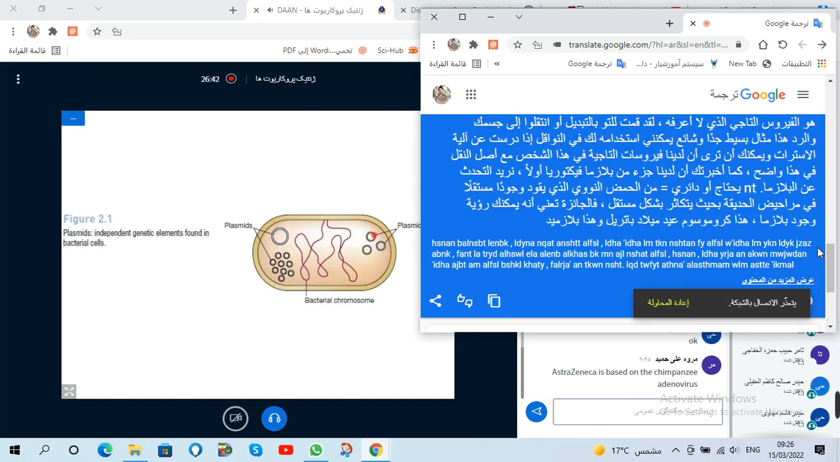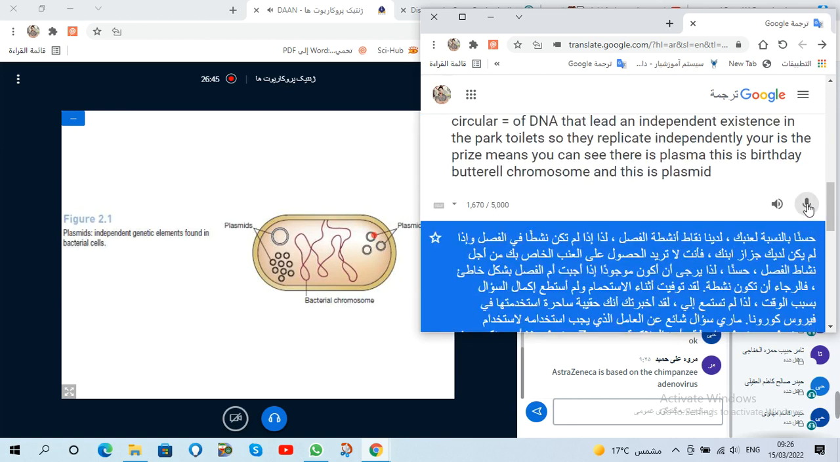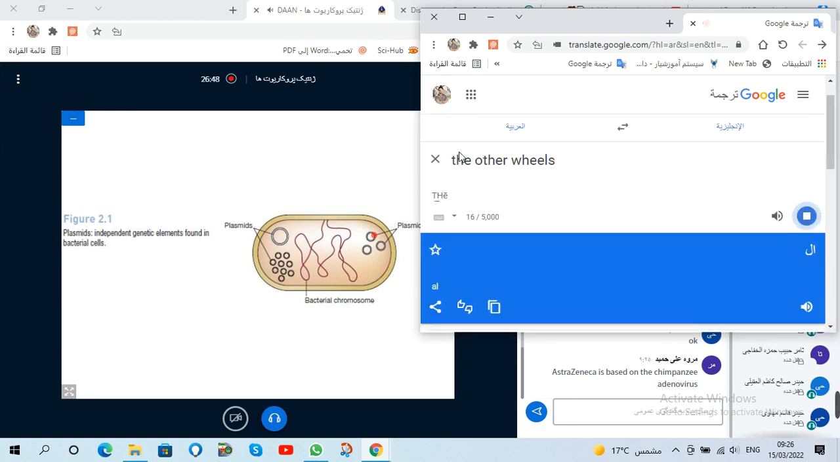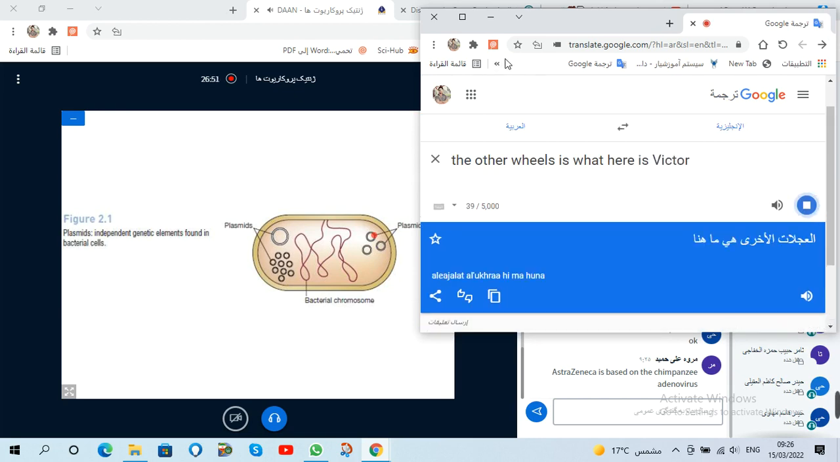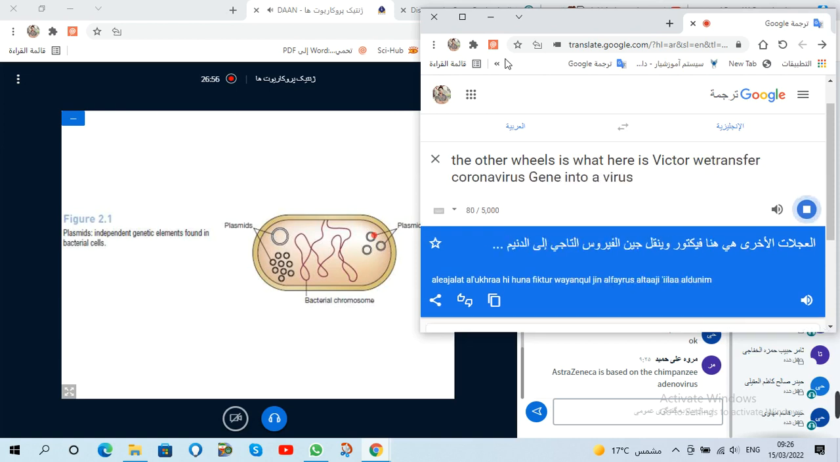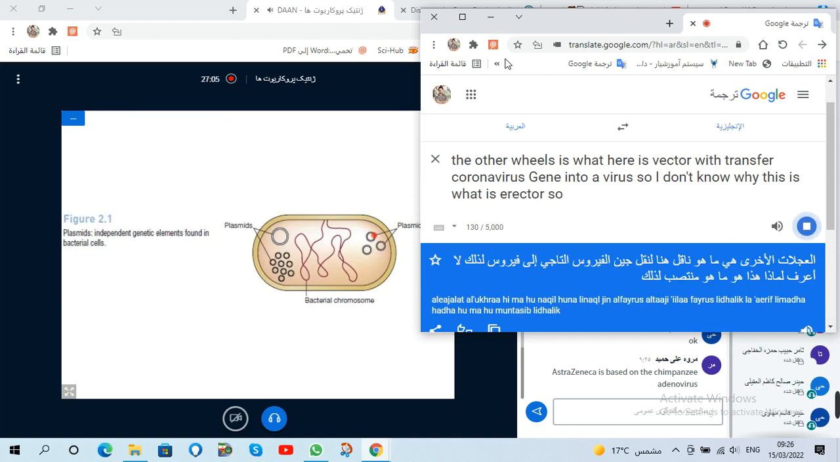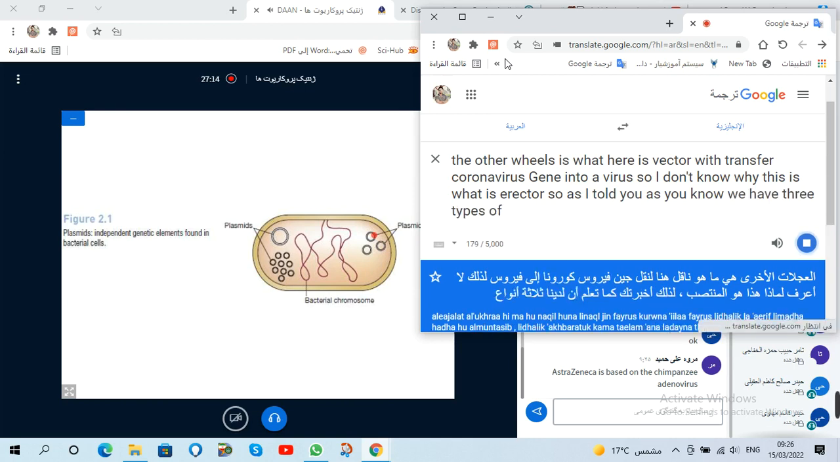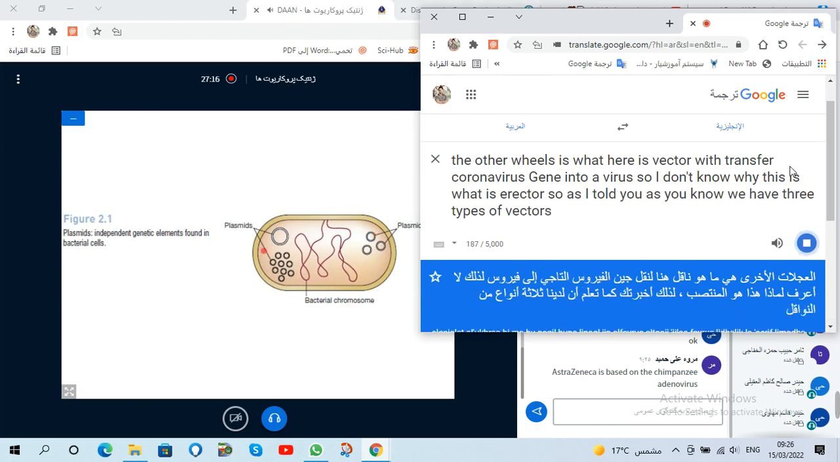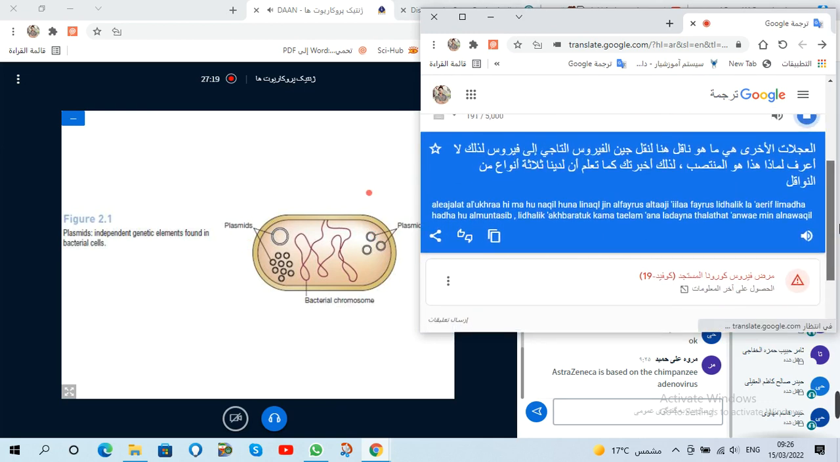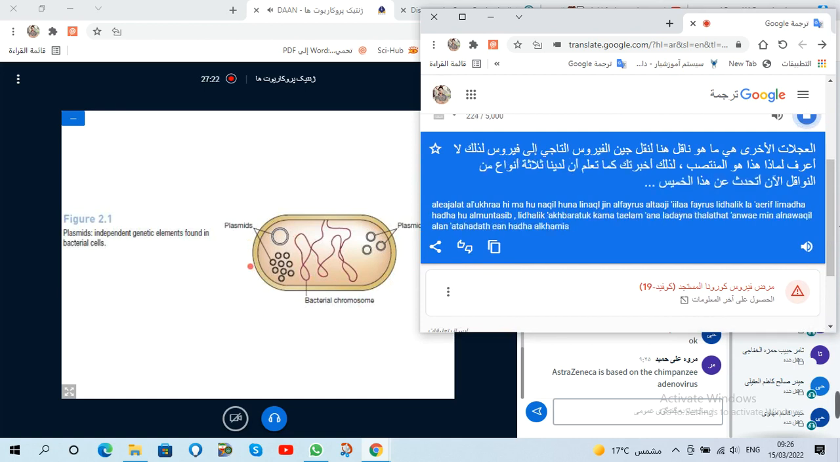Yes, Marve, exactly. So the adenovirus is what here? It is a vector. We transfer a coronavirus gene into adenovirus. So adenovirus is what? It is a vector. As you know, we have three types of vectors. Now I'm talking about the first type, which is plasmids.